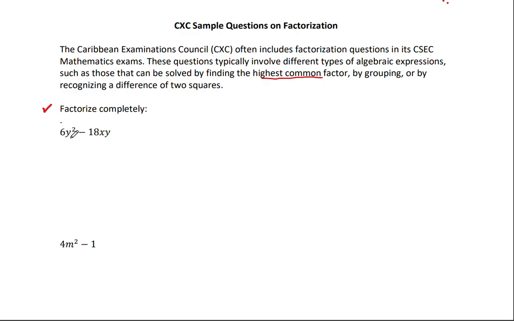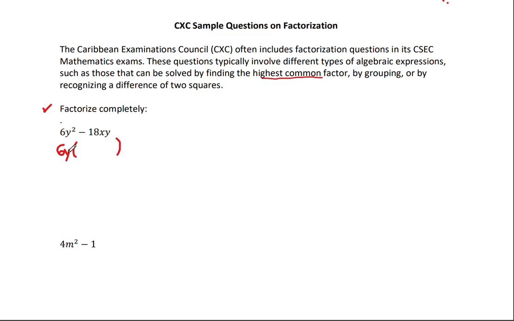This one is fairly simple because we recognize that firstly y is common to both 6y squared and negative 18xy. Additionally, we recognize that 6 can be divided into itself once, and it can also be divided into negative 18 three times. So the highest common factor is going to be 6y. So we factor out 6y.